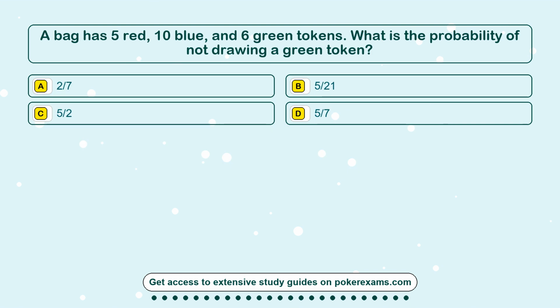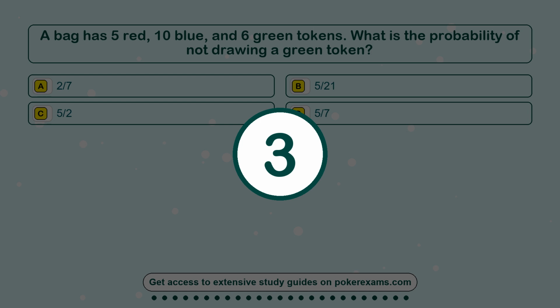Question 22. A bag has 5 red, 10 blue, and 6 green tokens. What is the probability of not drawing a green token? Option A 2/7. Option B 5/21. Option C 5/2. Option D 5/7.